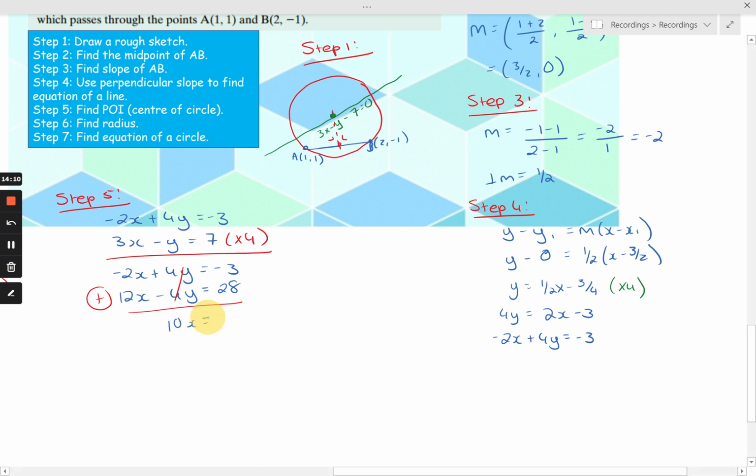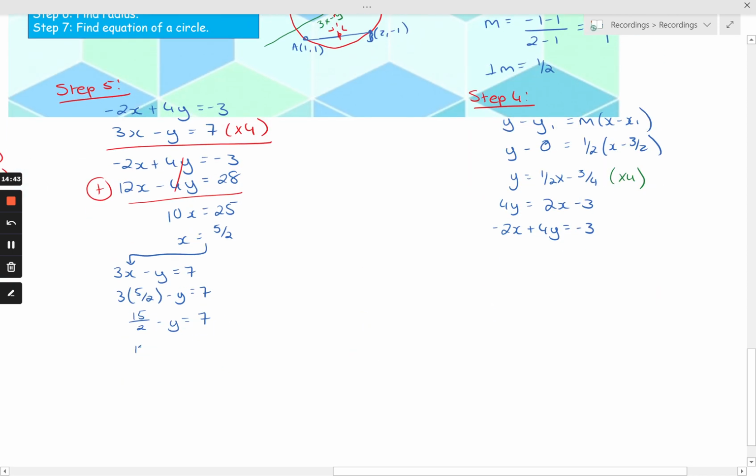So 10x is equal to 25, which means when I divide both sides by 10 here, I have 25 divided by 10, which gives me 5 over 2. So my center is going to involve fractions this time. So now I'm going to take 3x minus y is equal to 7 and sub in my 5 over 2. So we have 3 by 5 over 2 minus y is equal to 7. 3 by 5 over 2 gives me 15 over 2 minus y is equal to 7. I'm going to bring my y over and my 7 across, so I get 15 over 2 minus 7 is equal to y. So we put in 15 over 2 minus 7 in our calculator if we don't like doing fractions, which gives me 1/2.